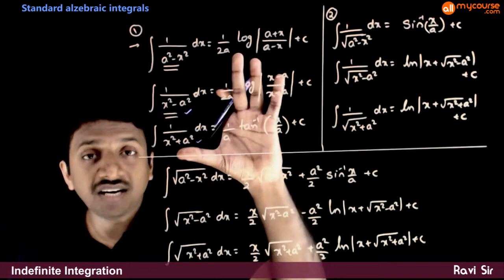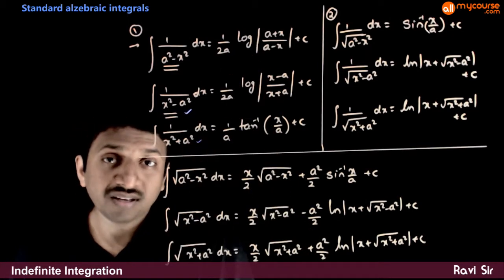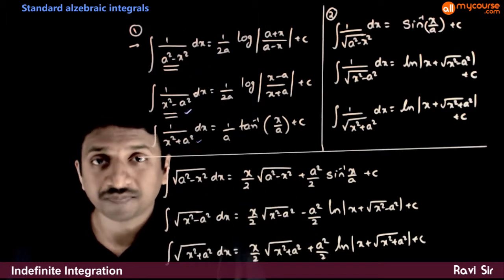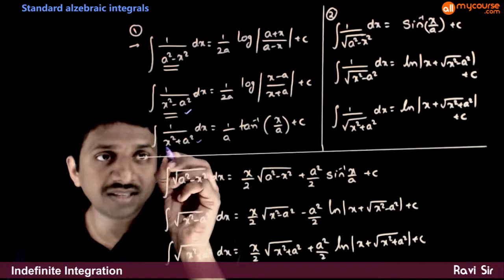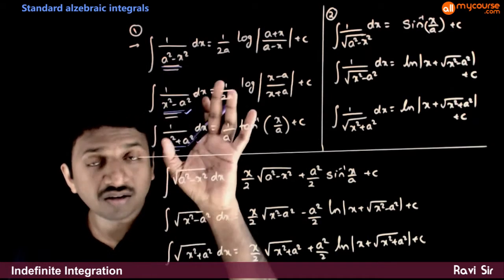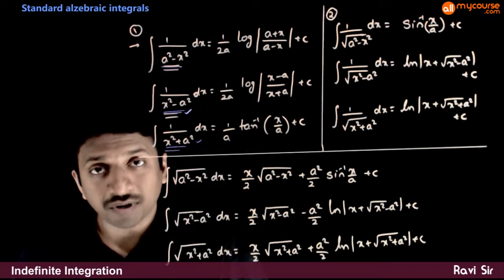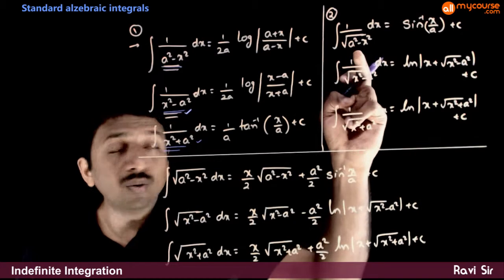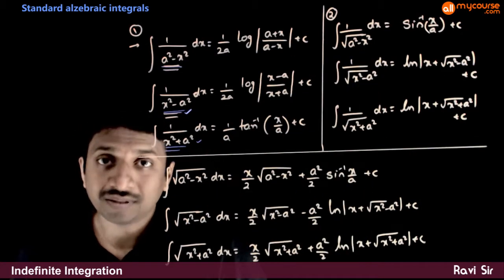So these are the first three integrals which will be useful in integrating 1 by quadratic type of problems. As you can see, this is a quadratic expression. So 1 by quadratics can be solved using these formulas. And next you have the formulas involving 1 by root of some sort of quadratic form.